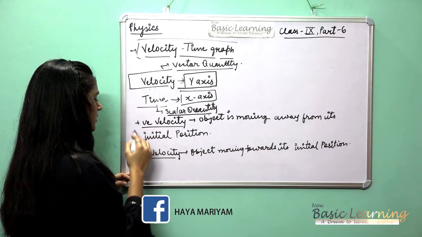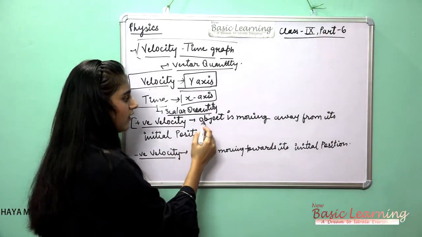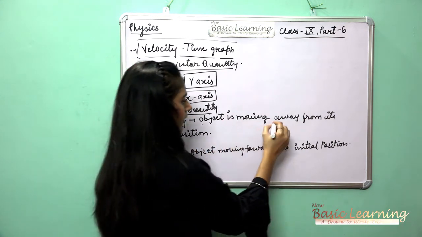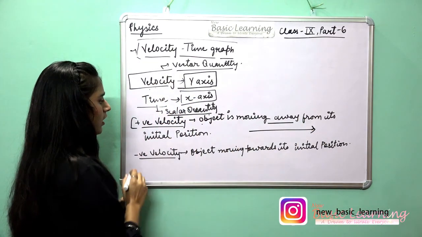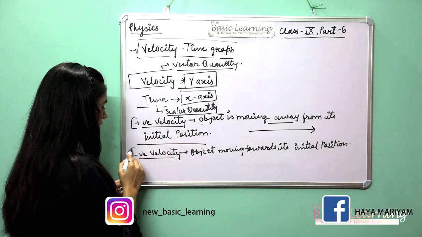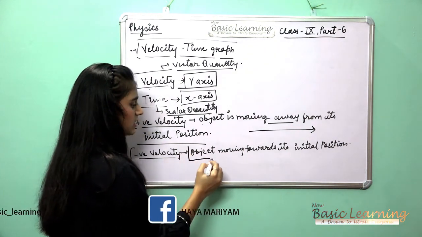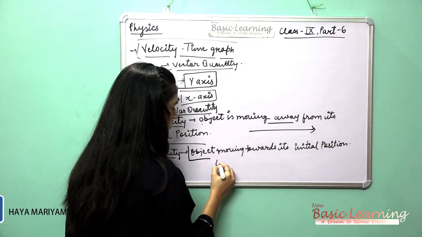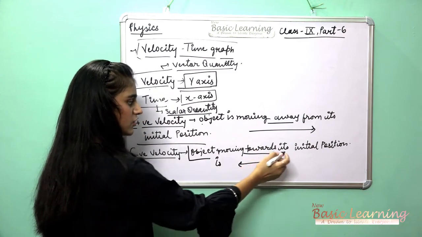So what do positive and negative velocity mean? Positive velocity is the velocity when the object is moving away from its initial position. Okay, when the object is moving away, दूर जा रही है. So that is the positive velocity. And what is negative velocity? Negative velocity is the velocity when the object is moving towards its initial position.